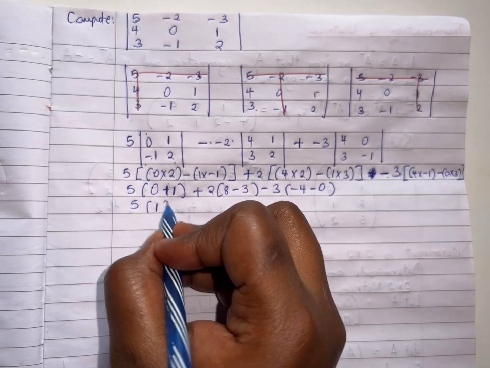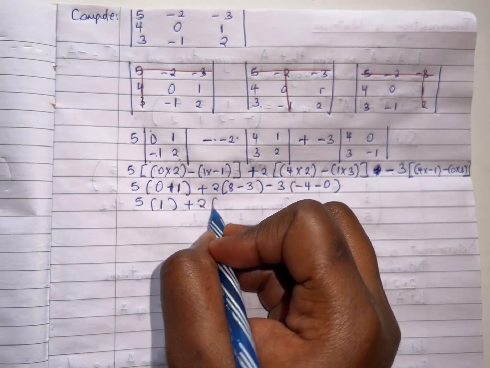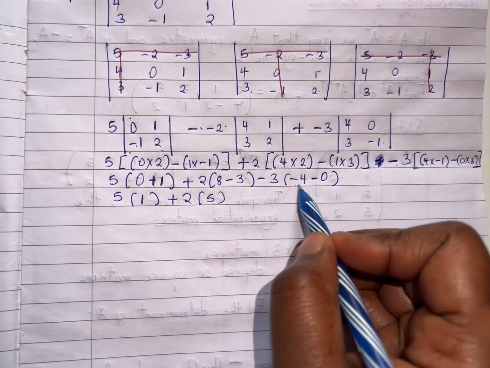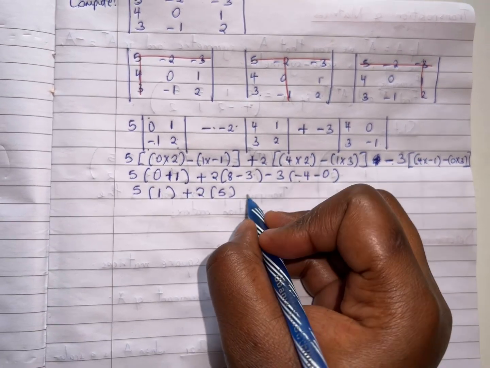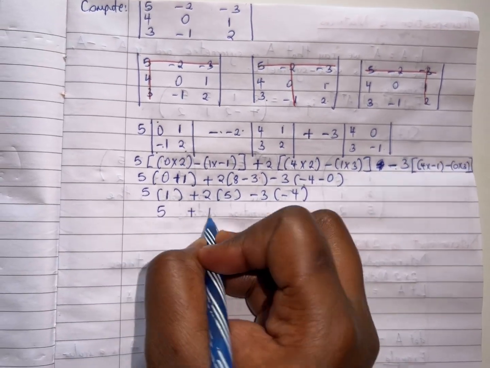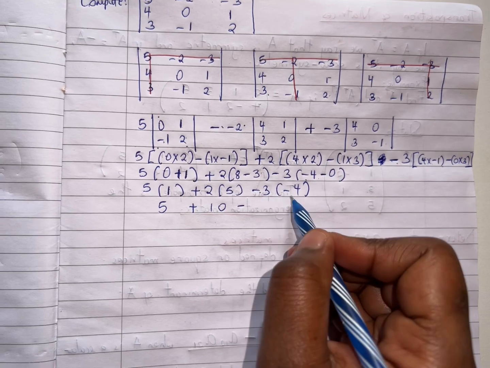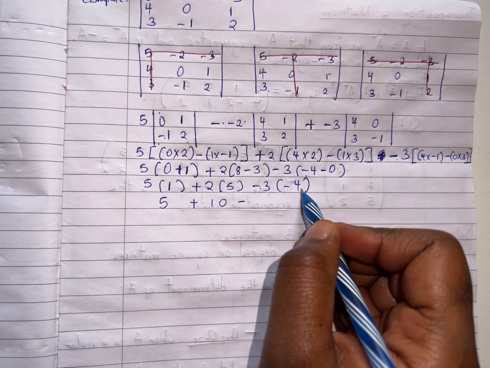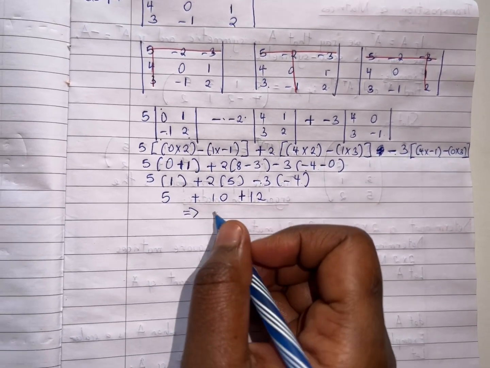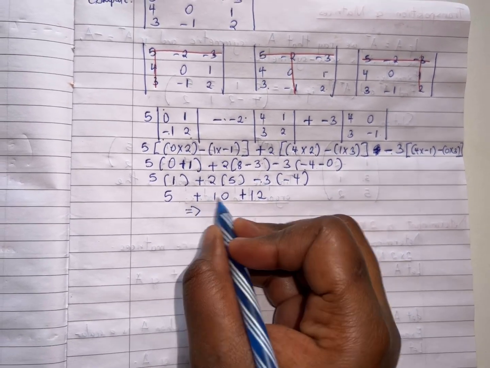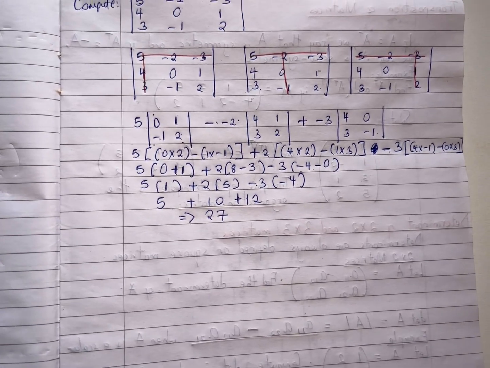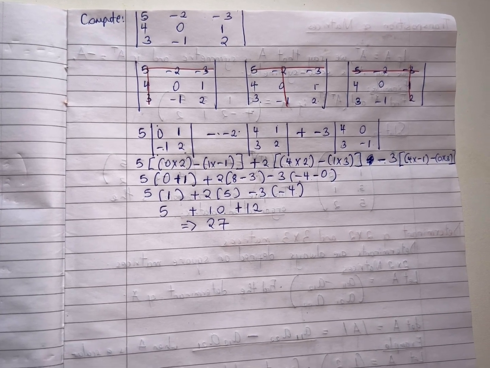So we're having 5 times 5 into 1 plus 2 into 8 minus 3 is 5. So minus 3 into negative 4. 5 plus 10 minus, a negative times a negative is a positive, so that's 12. So our answer should be 27, because 5 plus 10 is 15, plus 12 is 27, and that is our answer. I hope you've all understood that. We move on to the next part.